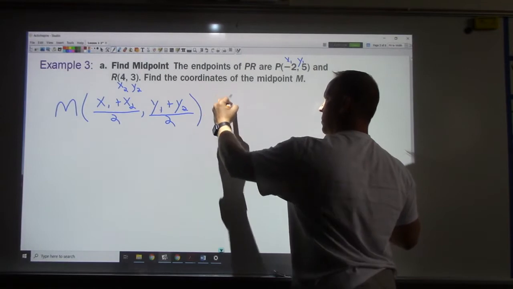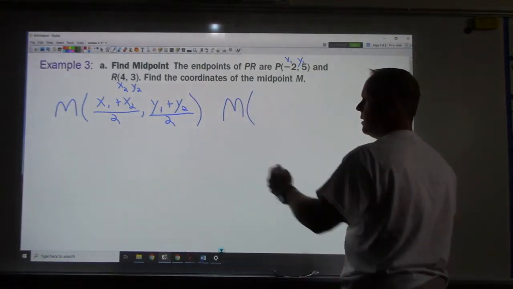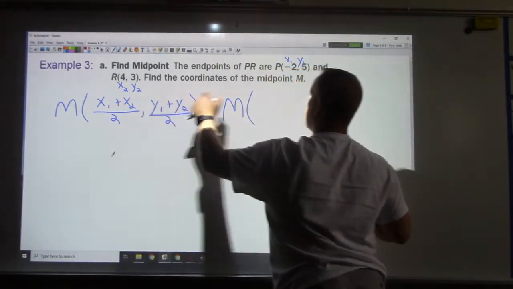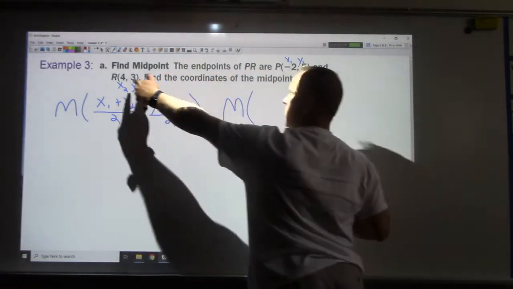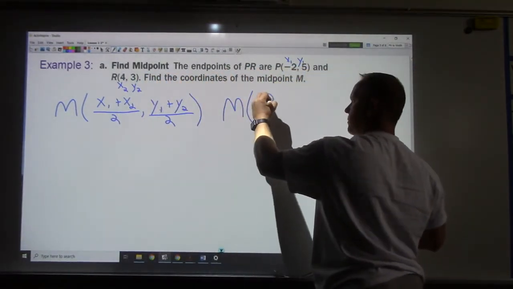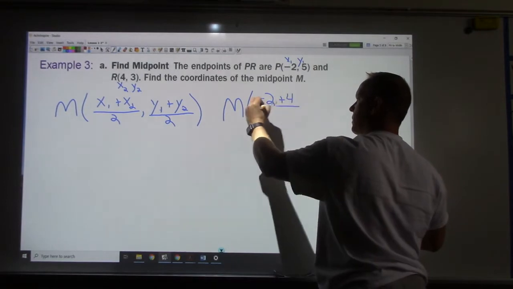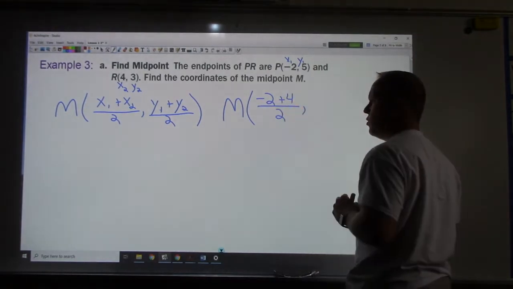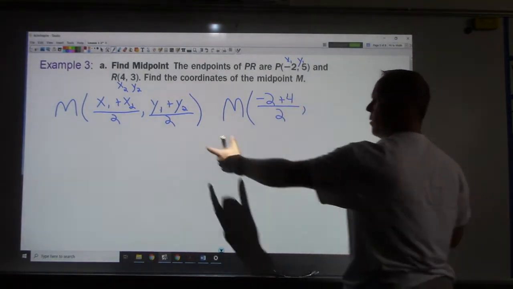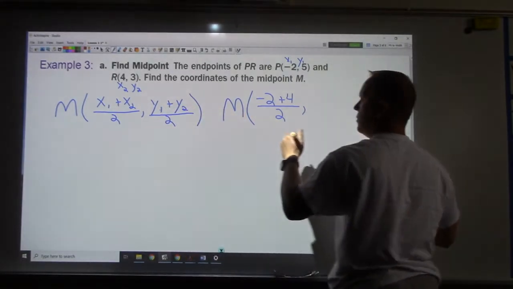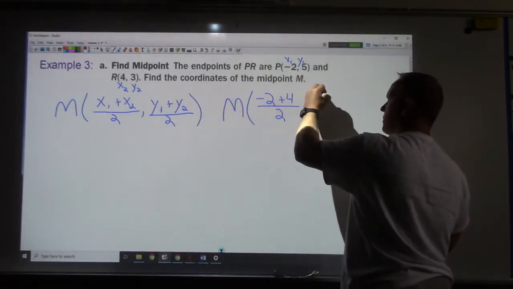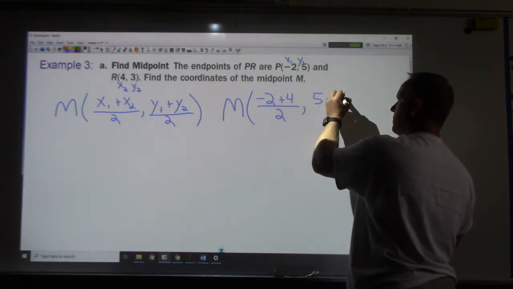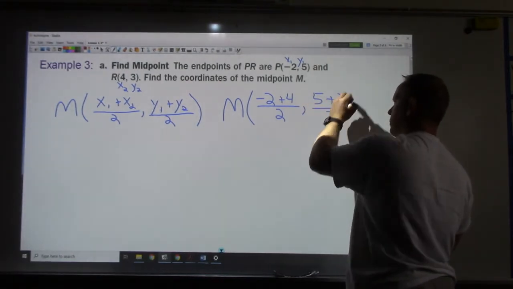I like to label them so that I know where my x's and y's are going in this formula. So I'm going to work on that over here. x1 plus x2, well that's negative 2 plus 4, divided by 2, comma, now I'm going to put my y's in. y1 plus y2, so I'm going to have 5 plus 3 divided by 2.